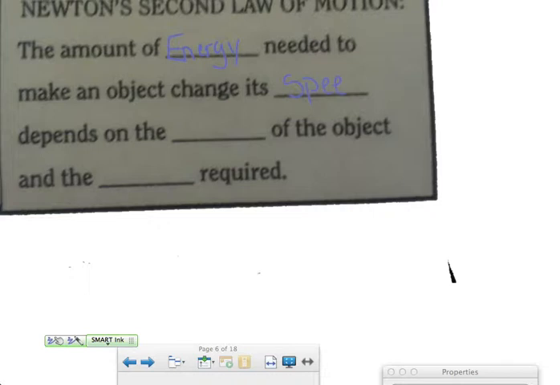Because remember, a chair, a pencil, we can fling that across the room, but a couch, we can't fling that across the room. It's going to take more energy to be able to give it more speed. Okay? So, read it aloud to us with the words. The amount of energy needed to make the object change its speed depends on the blank of an object and the blank required. How much energy you're going to need and how fast it's going to go. What is that going to depend on? Think about that couch incident or that pencil incident.